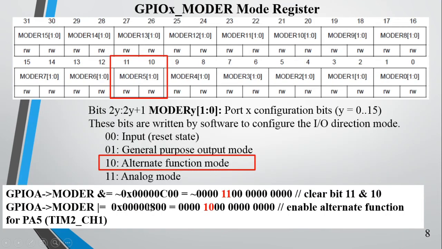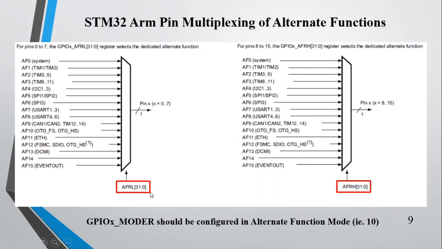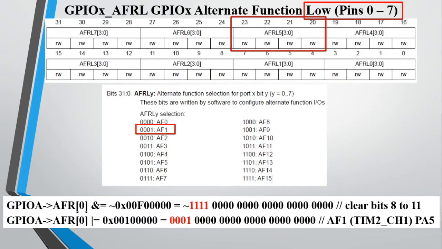That we have done in the previous step. We have written 10 to the corresponding mode. Then only can I configure the alternate function registers. So here I need to configure the alternate function for PA5, so I am selecting the alternate function register low.